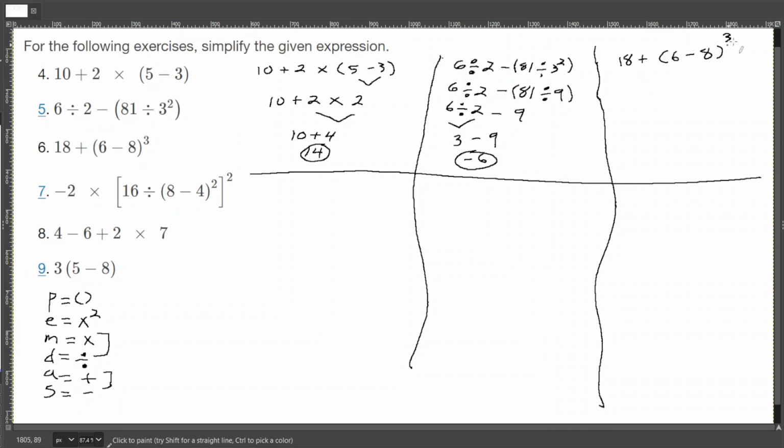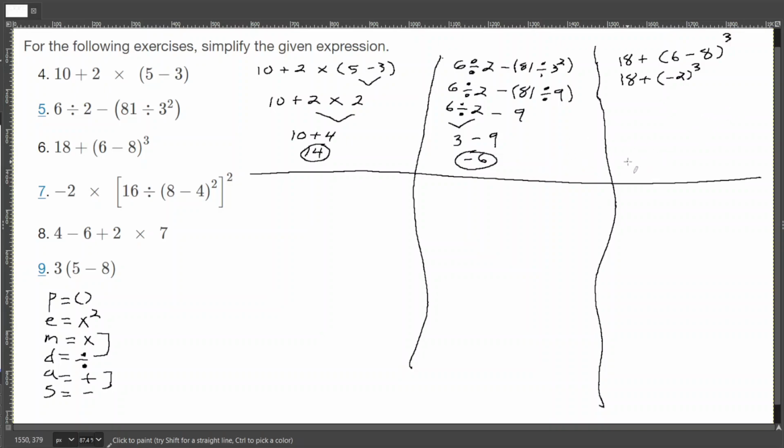Now we follow the order of operations, right? I have a parentheses, I have an exponent, I have an add. So I have to do the parentheses first. So I have 18 plus 6 minus 8, which is going to be negative 2, okay? And that's cubed, or to the third power.